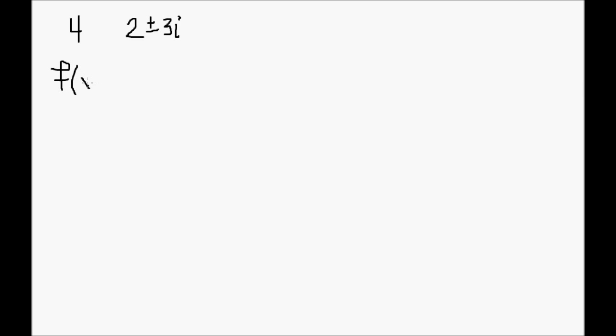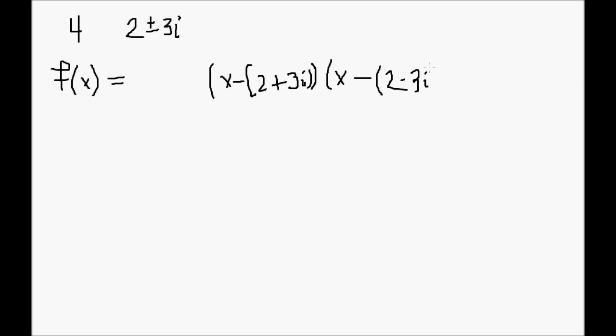You can have f of x is equal to, well, let's first deal with these roots. We can have x minus 2 plus 3i, and then multiply that by x minus 2 minus 3i. Okay, that's quadratic, and so we need to have a triple root of 4 to compensate. So this is the first of the possibilities.